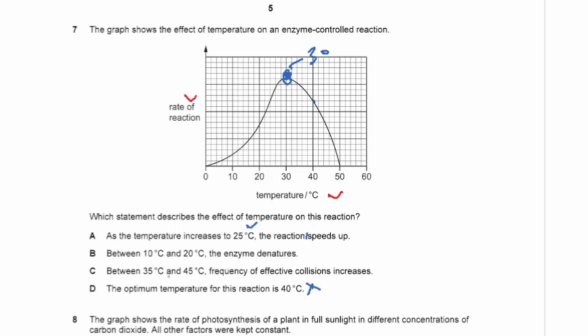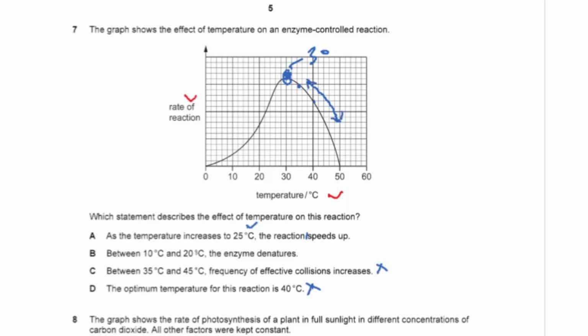Between 35 degrees Celsius and 45 degrees Celsius, the frequency of effective collisions increase. So let's see, where are you having the highest effective collision? 25, 35 and 45. 35 is somewhere around here and 45 is somewhere around, no, the reaction is already coming down, so that is also not correct. The third option is not correct.